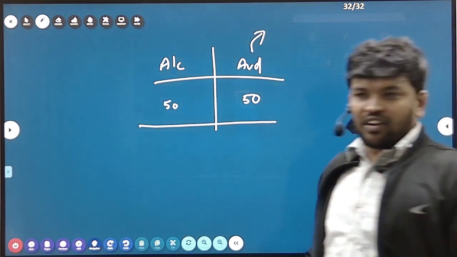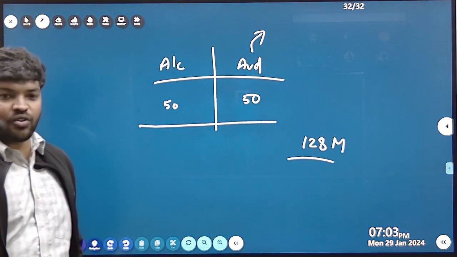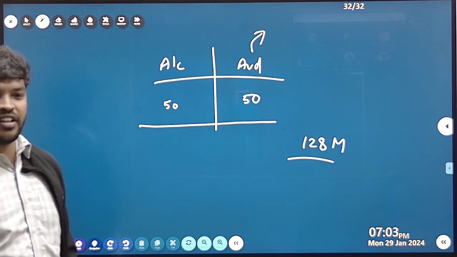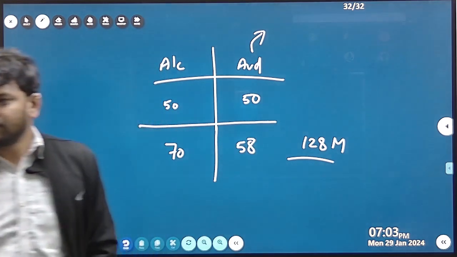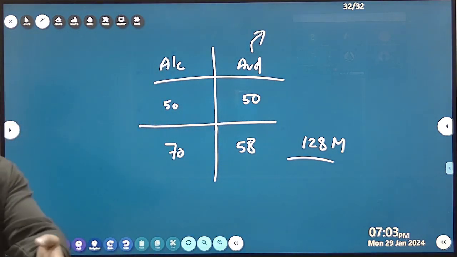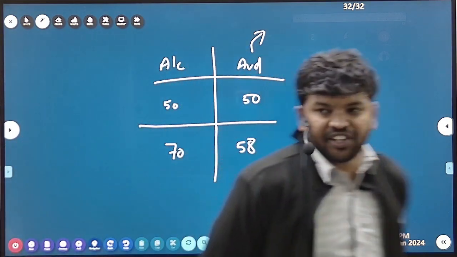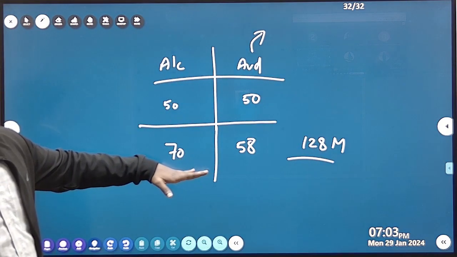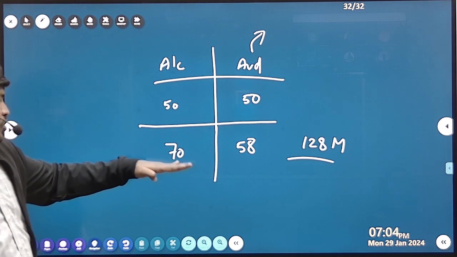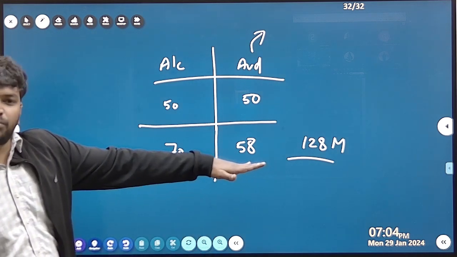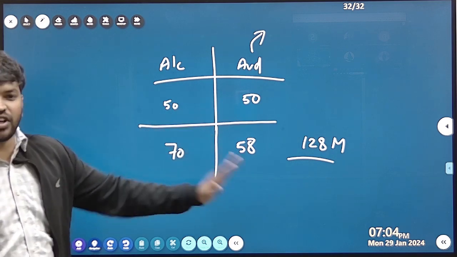In that paper, the total is how much? Including choice, 128 marks. How much have they given for accounting? See at the top: 70 marks from accounting and 58 marks from auditing. If you attempt all these 70 marks and get all the answers right, you can easily score 60 to 70. But even if you study the whole paper, you cannot score 58 out of 58 here. Understanding? Why am I telling this? Because in theory, you cannot score full marks.